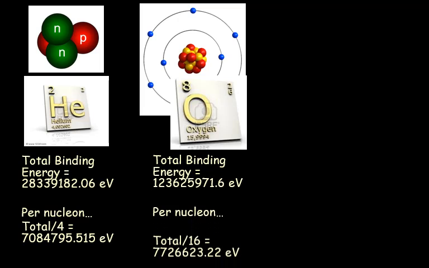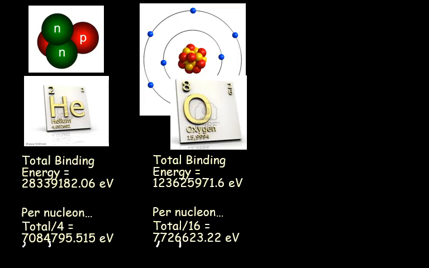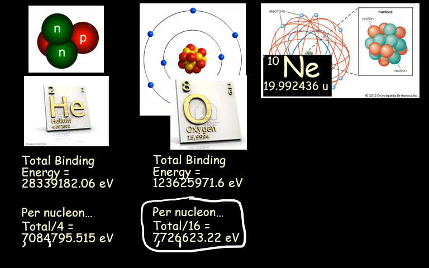Now we can compare that to oxygen. Oxygen has 16 nucleons. Here's the total binding energy. We divide by 16, and that's our value there. So if we compare these two, 7,726,000 versus 7,084,000. So there is more binding energy per nucleon in oxygen, holding that oxygen nucleus together as compared to helium. Now, how about neon?